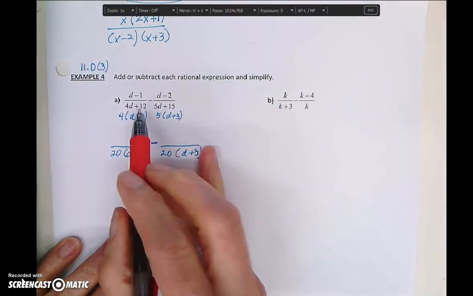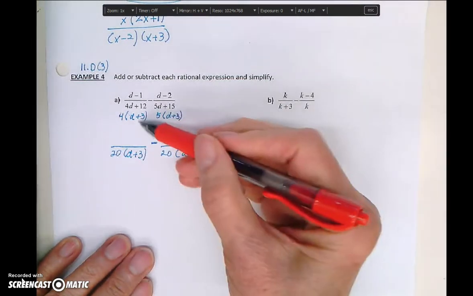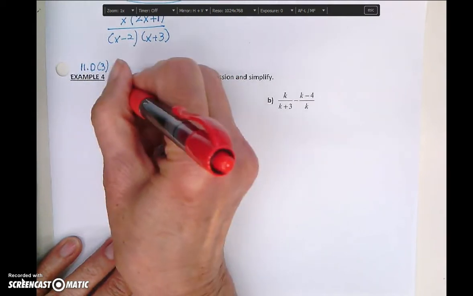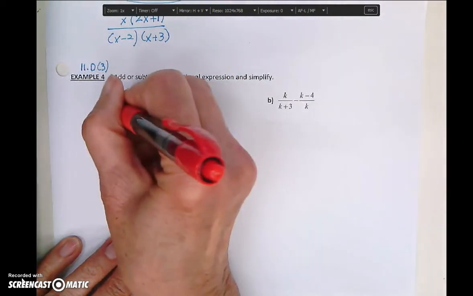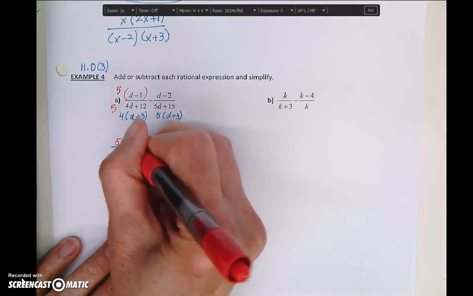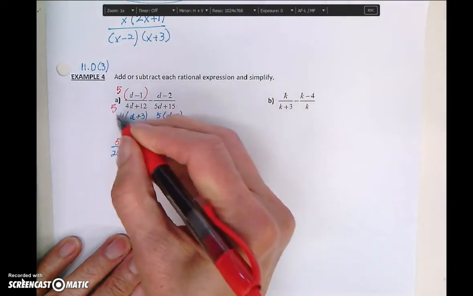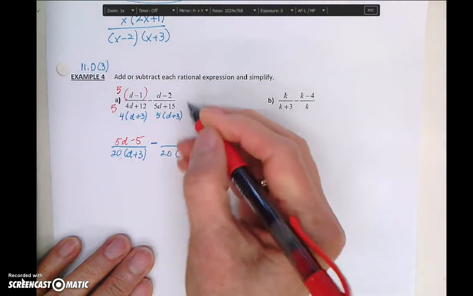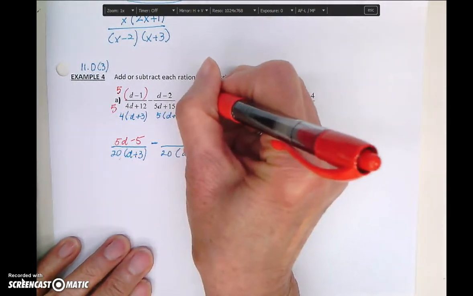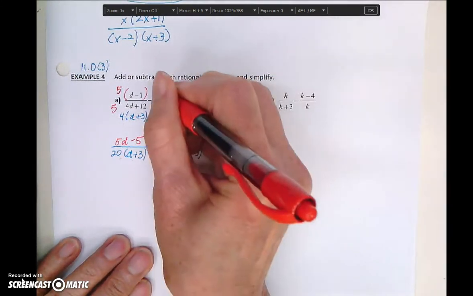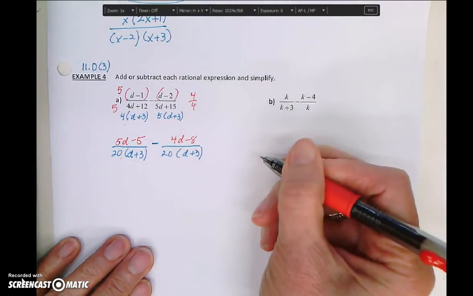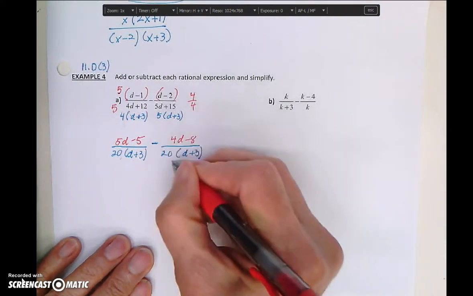All right, so for this one, I'm going to look to see what did I multiply by. It looks like it's just a 5. So I'm going to multiply this by 5 over 5. And that's going to give me 5d minus 5. And then that gives me my 20 here. And then over here, what I'm missing is a 4. So I'm going to multiply by 4 over 4 and distribute that and get 4d minus 8. And then that also gives me a 20 down there.